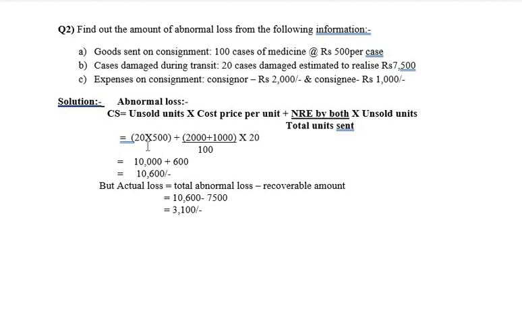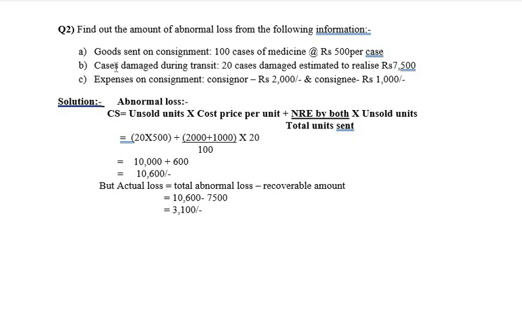Let's simplify this. 20 into 500 will give you 10,000 plus 2000 plus 1000 divided by 100. 2000 plus 1000 is nothing but 3000, divided by 100 is nothing but 30. Multiplied by 20 will give you 600, that is 30 into 20 will give you 600. 10,000 plus 600 is nothing but 10,600. This is the abnormal loss that is incurred.